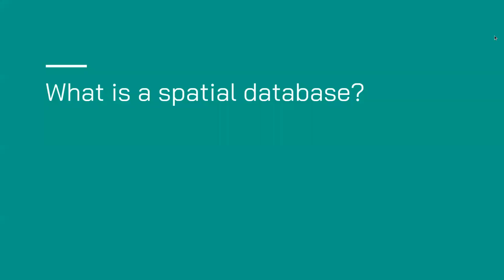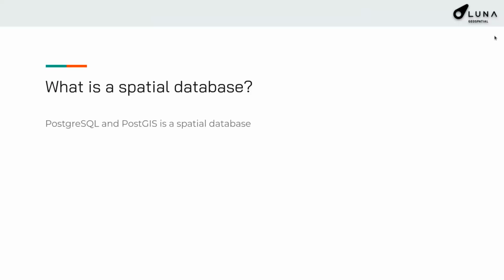All right, so what is a spatial database? Big question. Postgres is a relational database management system, and PostGIS is a spatial extension that plugs into Postgres. When combined, they are essentially a spatial database. There are others too: Oracle, DB2, Microsoft SQL Server. But in my humble opinion, the combination of Postgres and PostGIS is probably one of the most powerful spatial databases available today.